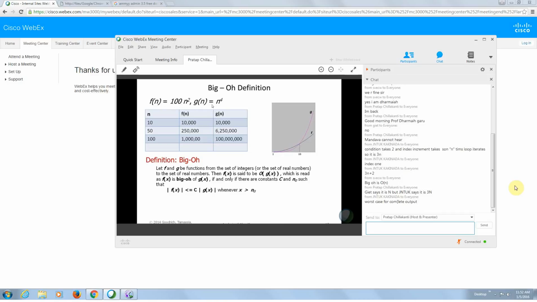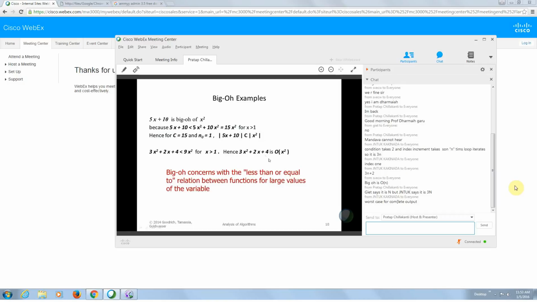f(n) equal to 100n squared, g(n) equal to n raised to 4. At some point, g(n) is going to be greater than f(n). So f is less than or equal to g after that point, and what that point is, is what we are trying to see. You will get plenty of opportunities in this class to practice this, so you get a good feel for it before your exams. Let me go to the next slide.